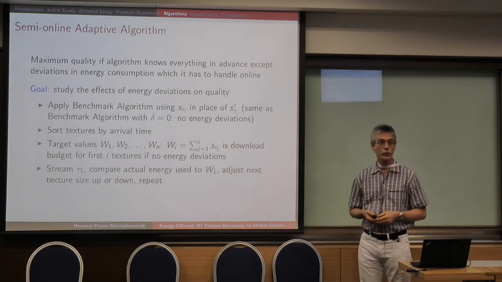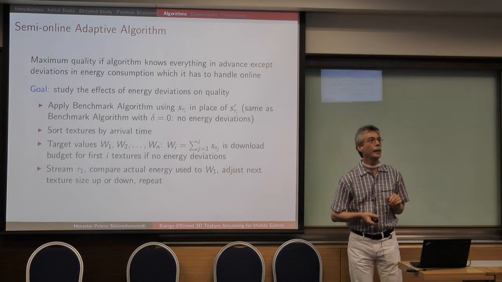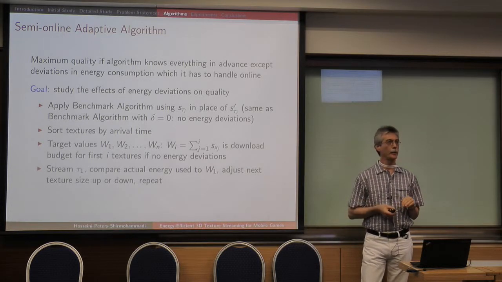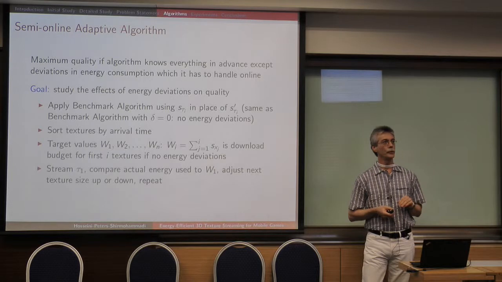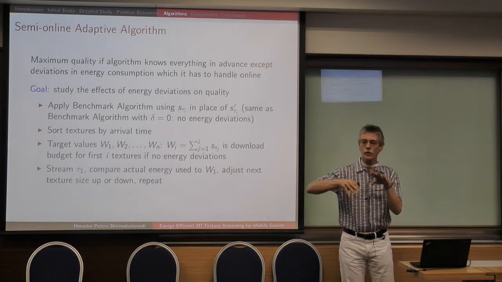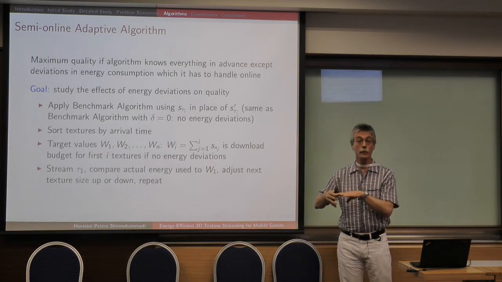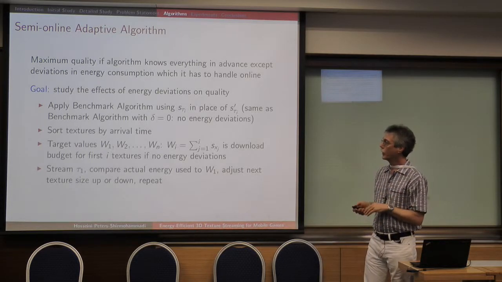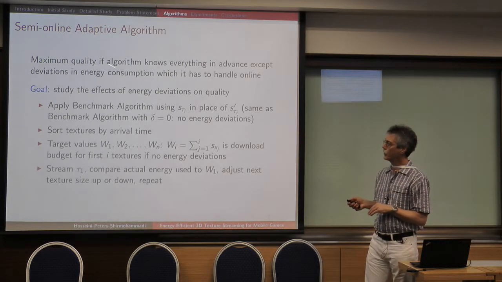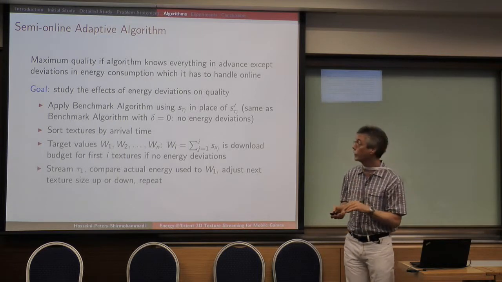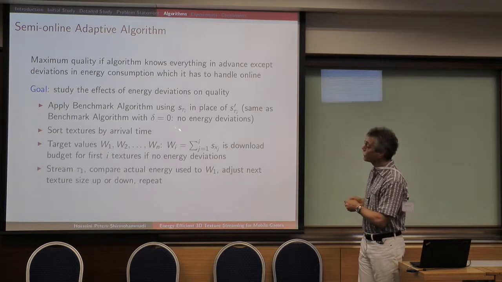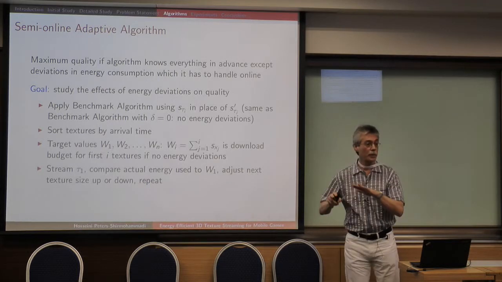The first was, we call it semi-online. Here, this algorithm knows almost everything the benchmark algorithm knows, except for the energy variations, which it has to react to online. To test this out, the idea was to study the effects of the deviations on the quality. So we apply the algorithm with no energy deviations. We just apply the benchmark algorithm.